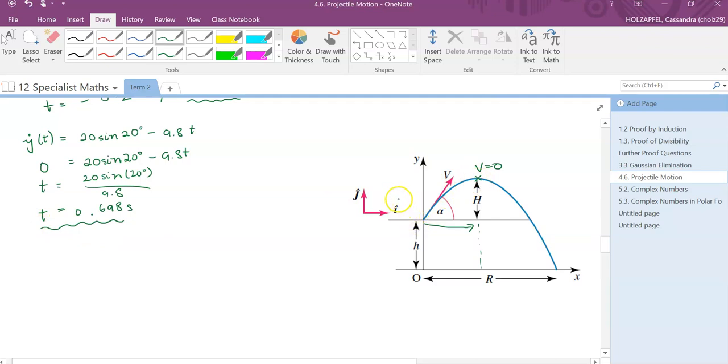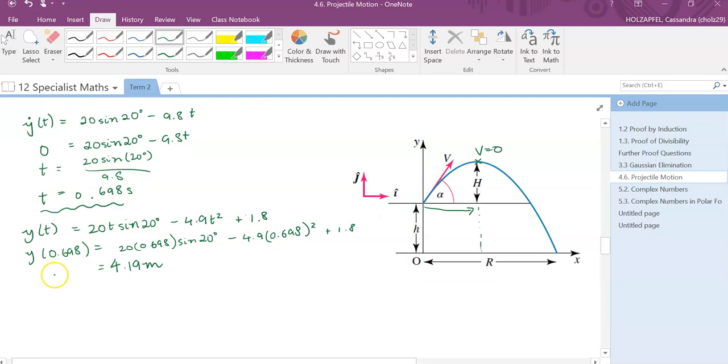Okay, so the next thing that we're going to do, now that we've worked that out, is to work out where that position actually is. And again, we're doing that just for the vertical component. So see how, again, we would have had to integrate to get back to this function. So I'm going to substitute that into the formula 20t sine 20 minus 4.9 t squared plus 1.8. So I've just gone ahead and filled that out now. I'm using that time value from before.